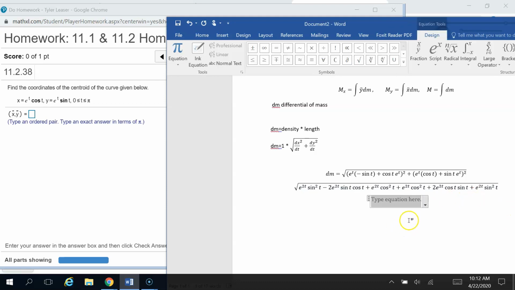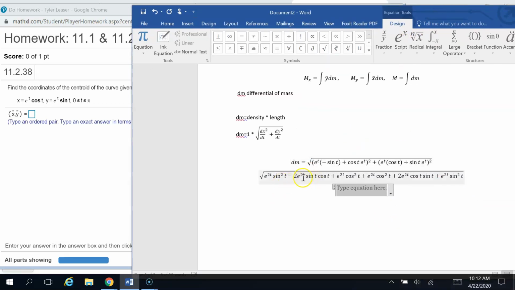All right, now a lot of this stuff is going to disappear. So we have this negative 2 e to the 2t sine t cosine t, which cancels out with this term over here. So these 2 terms just disappear. Then we have an e to the 2t sine squared plus an e to the 2t cosine squared. If I factor out the e to the 2t, I end up with sine squared plus cosine squared, which is just 1. So underneath my square root here, I'm factoring out that e to the 2t, and then the sine squared and the cosine squared just go away. We have another one of these here, an e to the 2t cosine squared, and then over here an e to the 2t sine squared, which is going to give us another e to the 2t.